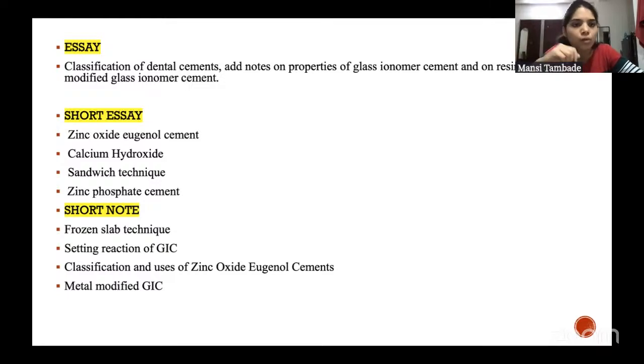I can tell you the name of the books and the articles. But it's you who decide how to present. You can read just one book, just Phillips, and you can make a good answer out of it. So definitely focus on my content portion.